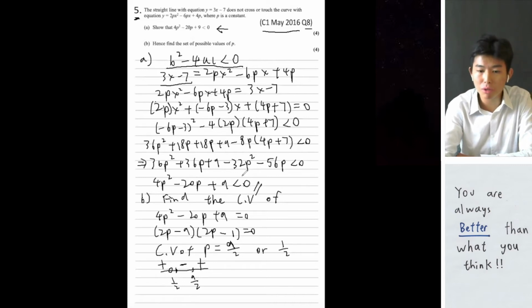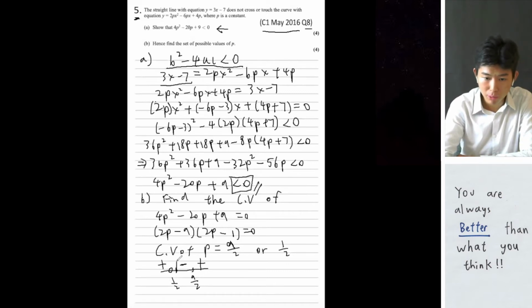And they want me to find the value that is smaller than 0. So which would be between 1 over 2 and 9 over 2. So this one would be the final answer. 1 over 2 is smaller than p, and p is smaller than 9 over 2. And this one would be the final answer.